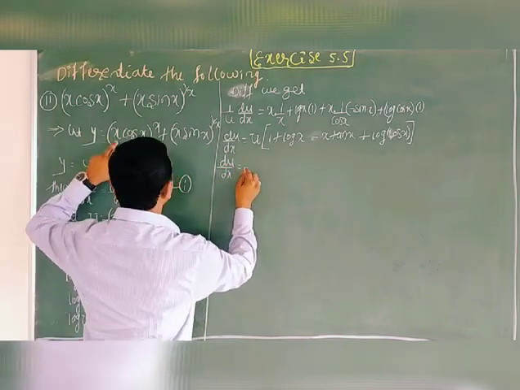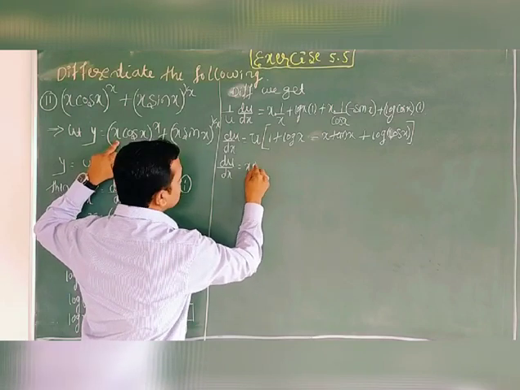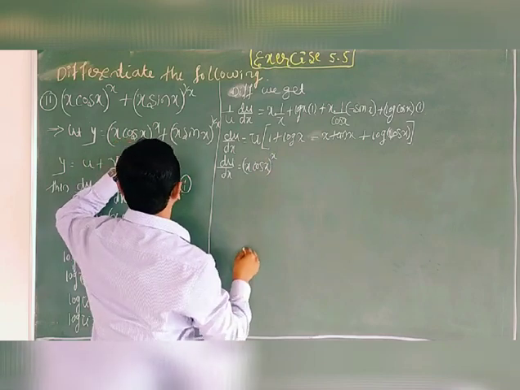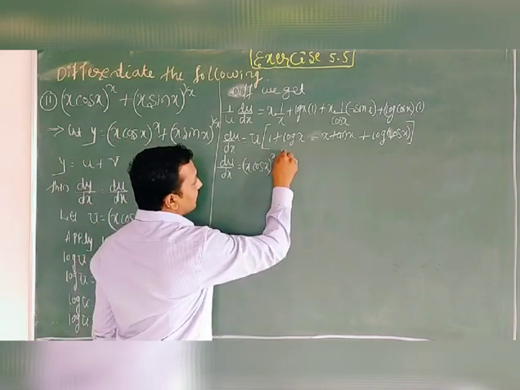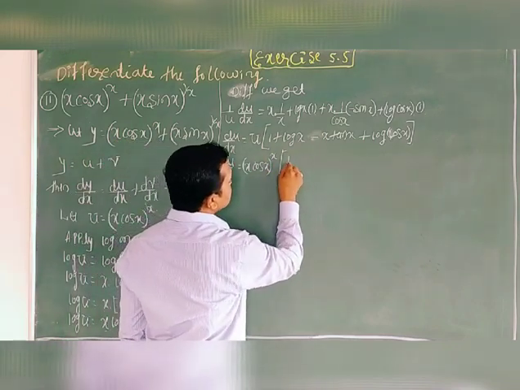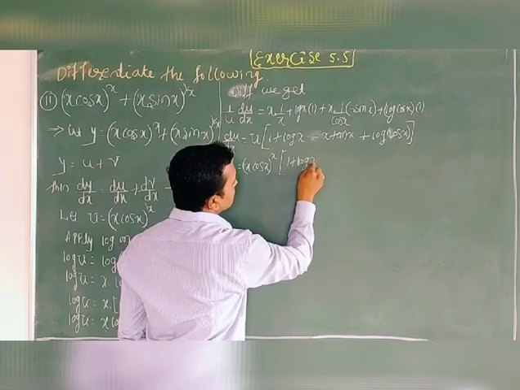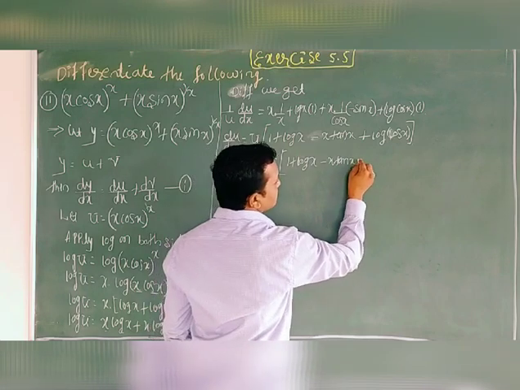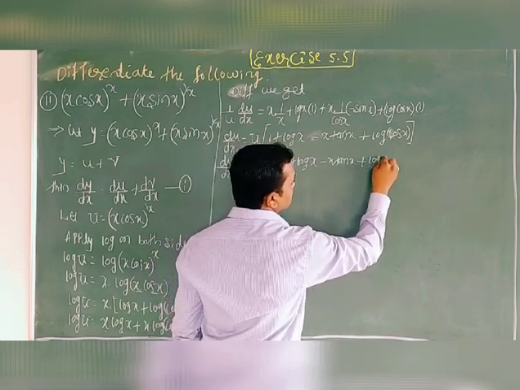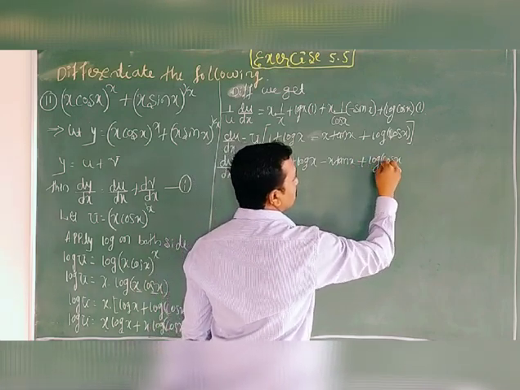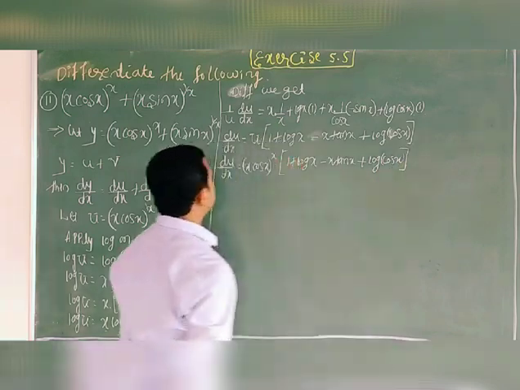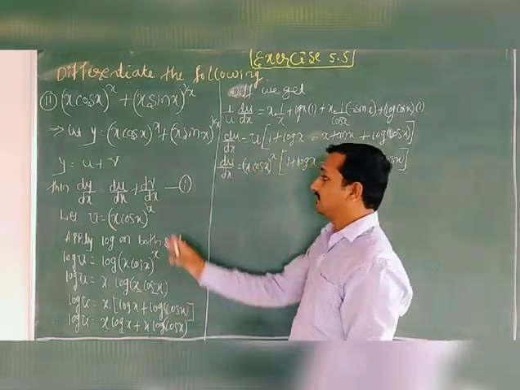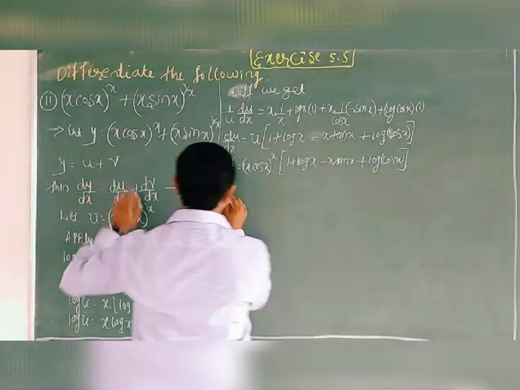Then lastly, du by dx is equal to u. What is the value of u? u is equal to (x cos x) raised to x. This is your u in the bracket, multiplied by 1 plus log x minus x tan x plus log of cos x. So this is du by dx. This way we find the value of du by dx.